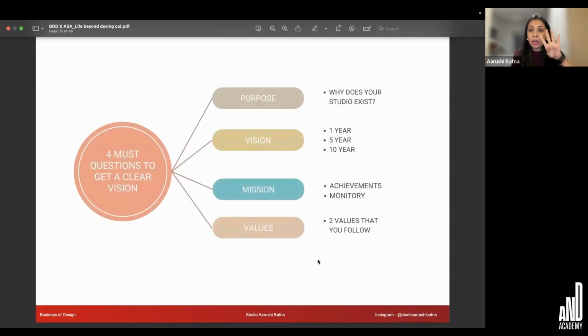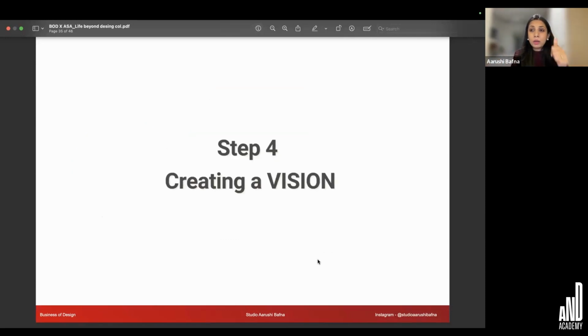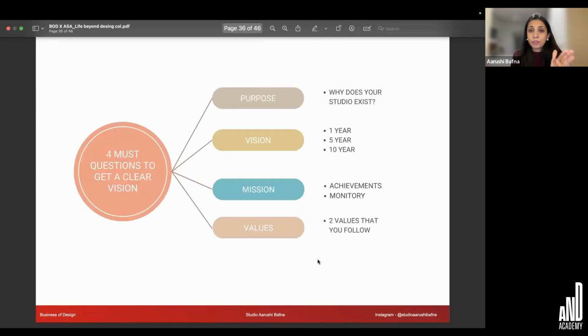And these are the four answers that you need to answer for yourself to create a perfect vision for yourself right after college. Number one, purpose. Why does your studio exist? Now, this is the point where you're freelancing or you're running a studio. You just need to tell yourself, why do I exist to begin with? What is your vision for 1 year, 5 years, and 10 years? What do I mean by vision? I mean, 10 years down the line, you want to open a studio with 25 people under you. That's your vision for 10 years down the line.